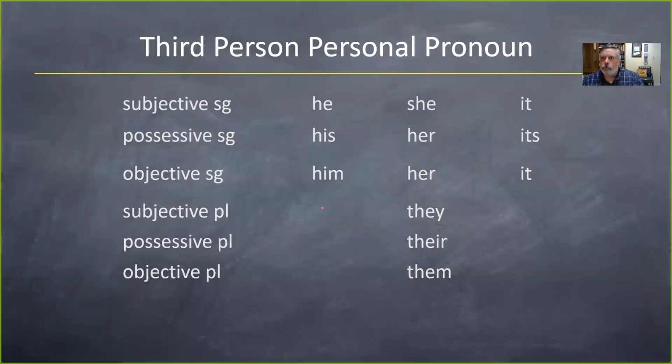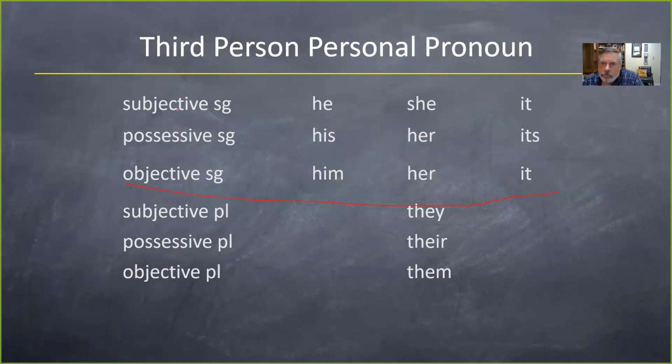All right, now we move to third person personal pronoun. This should be familiar to you. We're going to do the same thing. The difference is that in third person, there is gender in the singular, not in the plural. As in the first person and second person personal pronouns, there was no gender. In the third person plural, there's still no gender. But in the singular, there is gender. So we have masculine, feminine, and neuter.